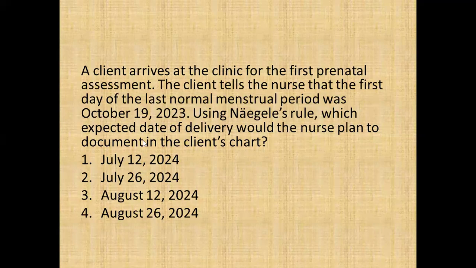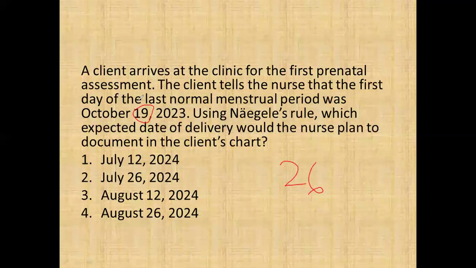So the last menstrual period the client said was on the 19th of October, 2023. So I'm using the +7 +9. So +7, and then I'll count the 9 months forward. If I'm doing that, the 19th, plus 7 days to the 19th, that will give me 26. So that will be 26.